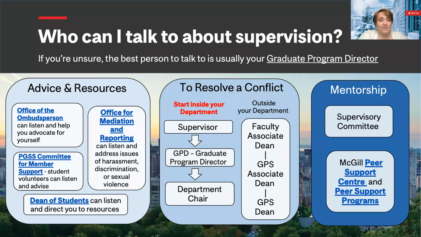Next, Office for Mediation and Reporting. This is a specialized office. This office is really helpful if you've witnessed or experienced issues related to harassment, discrimination, or sexual violence. You can make an appointment to talk with them at any time. They're open to anyone in the McGill community. It can be a student, staff member, faculty member, and they can provide trauma-informed response to whatever you might be experiencing. So if you do need to talk to somebody about something that's really sensitive like this, go ahead and make an appointment to talk with the OMR specifically, or the GPD.